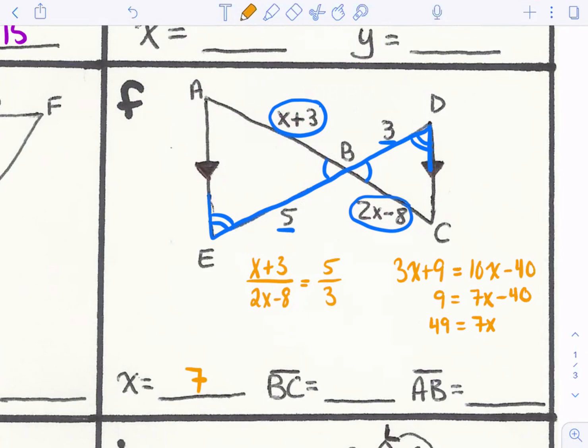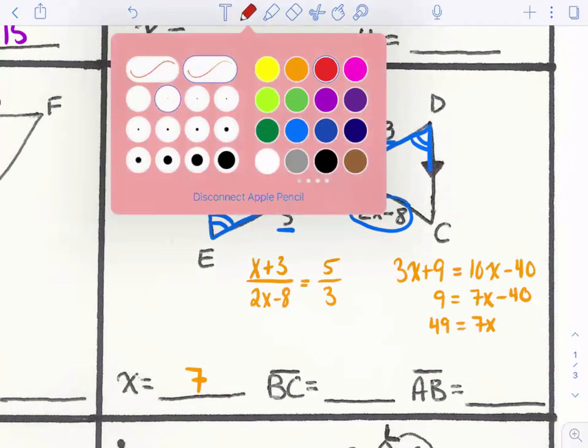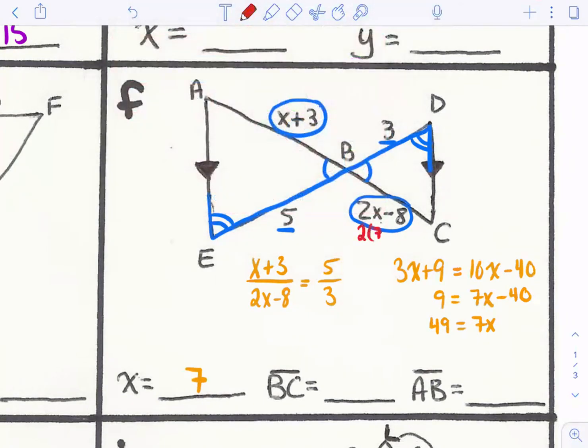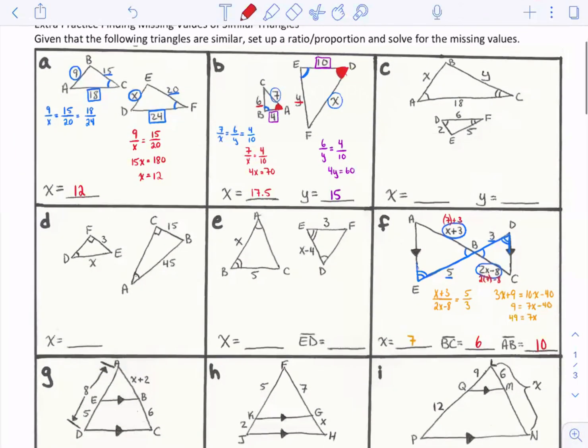Now it asks me for BC. If I plug BC back in, I'm getting 2 times 7 minus 8. So 2 times 7 is 14, minus 8 means BC is 6. And then here I have 7 plus 3 because x is 7. So 7 plus 3 is 10. So there are your answers to F. So again, pause where you need to. Try some of these top problems.